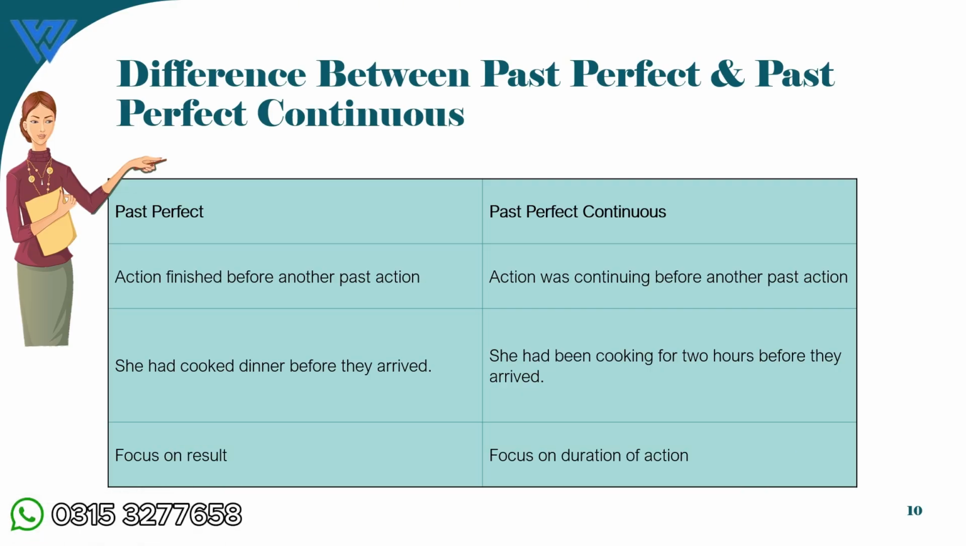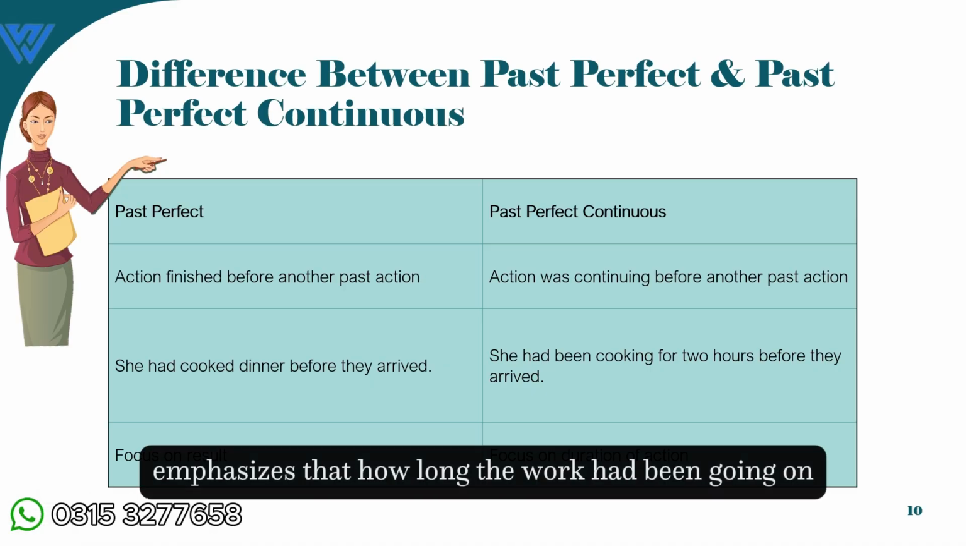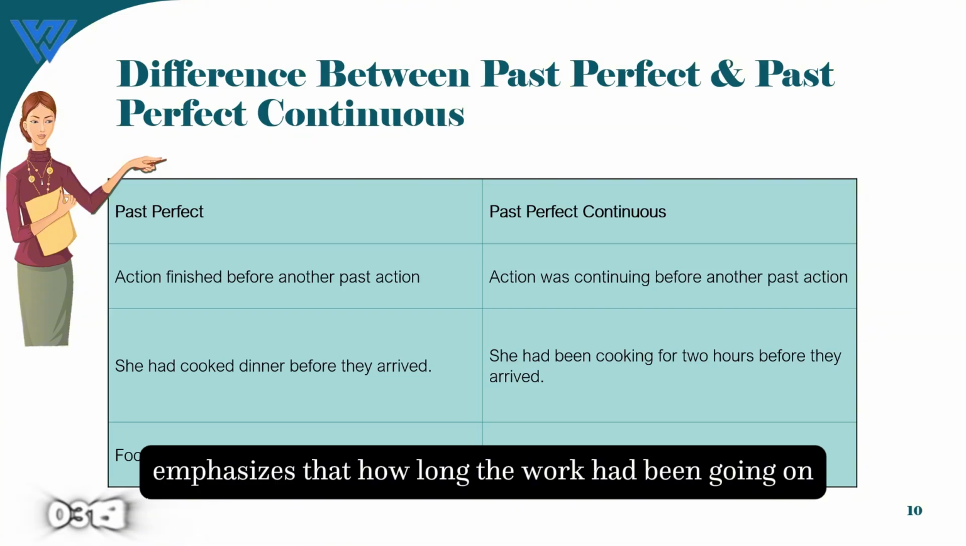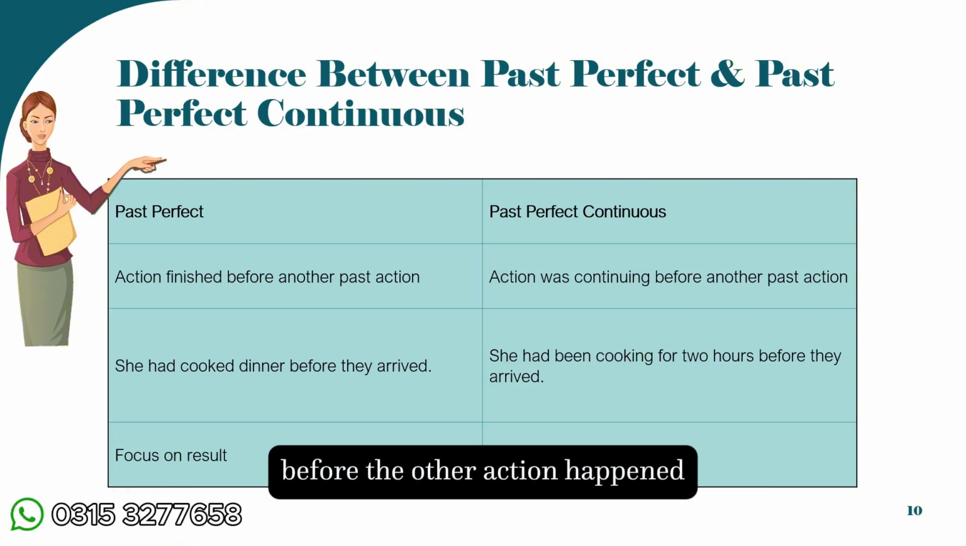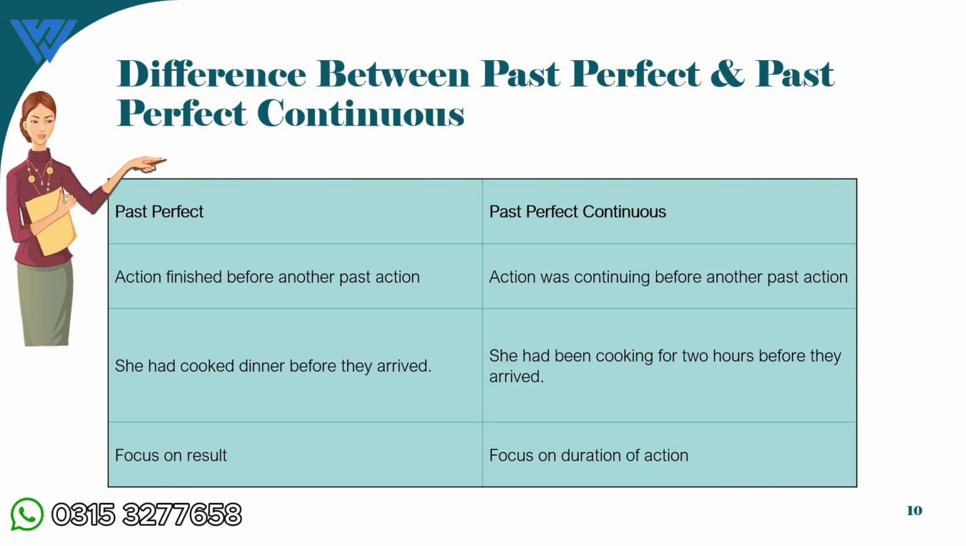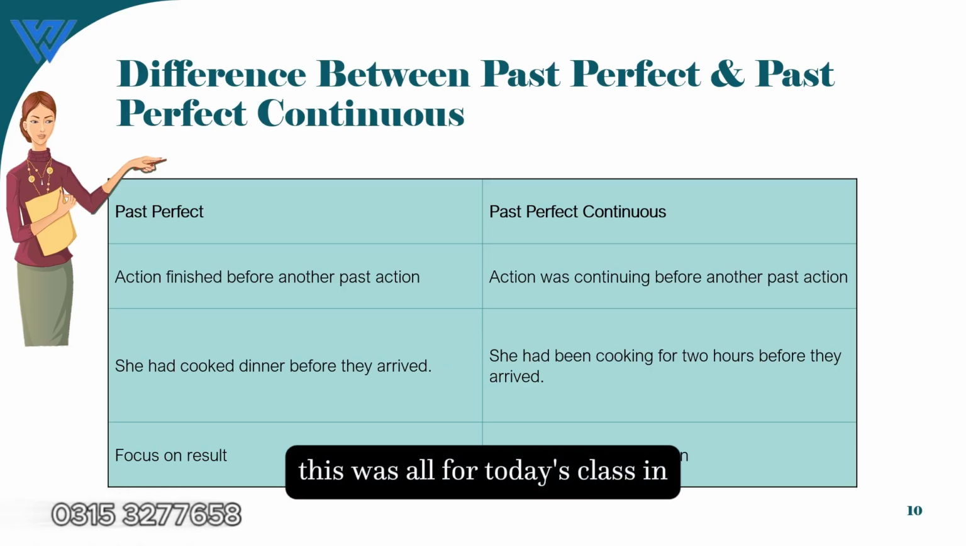अब focus क्या है past perfect tense में? Focus result है. एक result आ गया. Past perfect continuous, on the other hand, emphasizes how long the work had been going on before the other action happened. This was all for today's class.